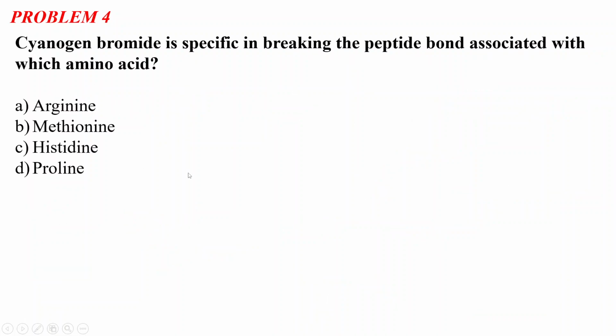So moving toward the next question. The next question is, cyanogen bromide is specific for breaking the peptide bond associated with which amino acid? The options are arginine, methionine, histidine and proline. I will first draw the structure of cyanogen bromide. It is a very easy structure. There is a cyanide group and there is a bromine attached to it. The bromine is attached to a carbon, and it is a cyanide group. So this is the structure of cyanogen bromide.